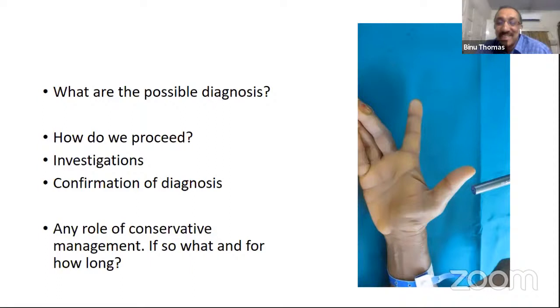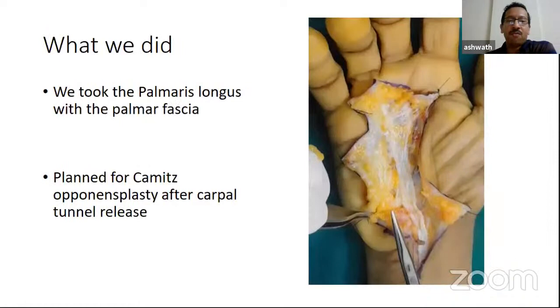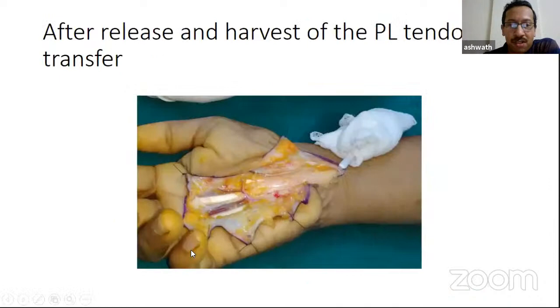We did the Doppler and the other tests, and it turned out to be severe carpal tunnel syndrome. She's a diabetic, but it's under control; she's on regular treatment. This is what we did, the same as we've been talking about: primary reconstruction with opponensplasty. We took the palmaris longus with palmar fascia and did the Camitz opponensplasty. And yes, it was severely compressed.